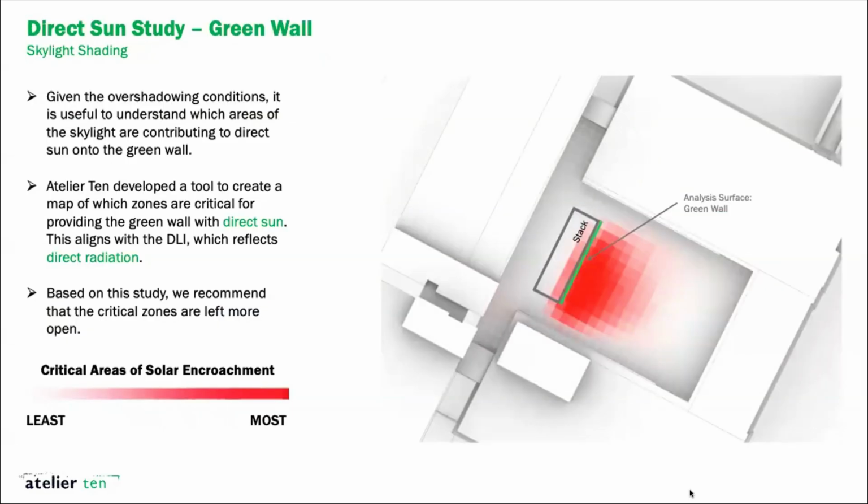And then there's another aspect of this. If we're trying to provide shading for the occupants of the space for visual discomfort, we also want to ensure that we're not blocking useful daylight penetration for the green wall itself. And so using that same script that I developed, you can also identify which areas of the skylight would need to be more open to allow light to enter for that green wall.